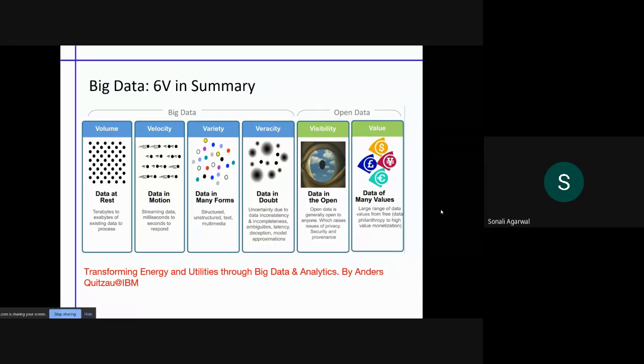Then there are other V's also, like one is the veracity part. So veracity means there is data which is always in doubt because of unlimited sources, because of high speed, or because of very fast generation. There are uncertainties, very obvious, and the uncertainties may be in terms of inconsistency, incompleteness, various other ambiguity, in terms of latency or delays.